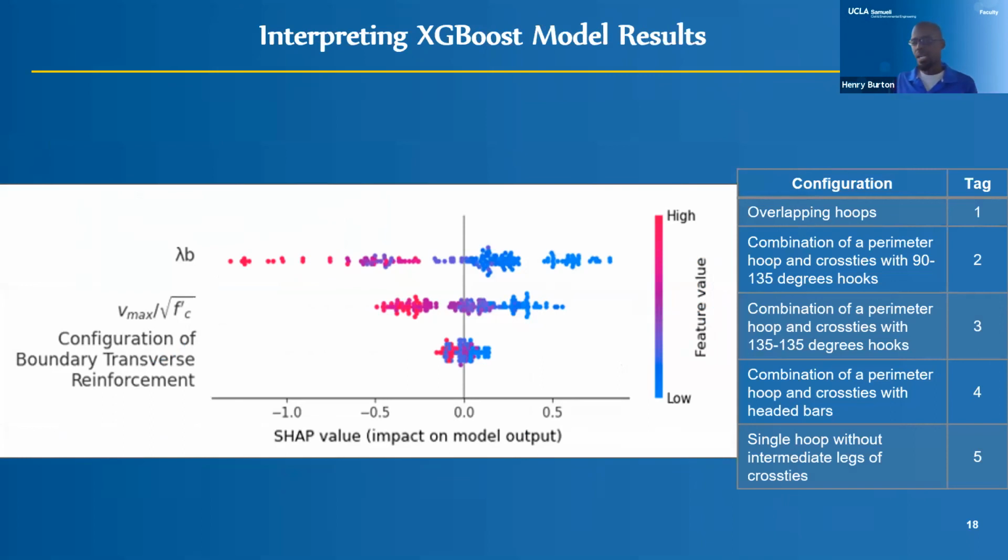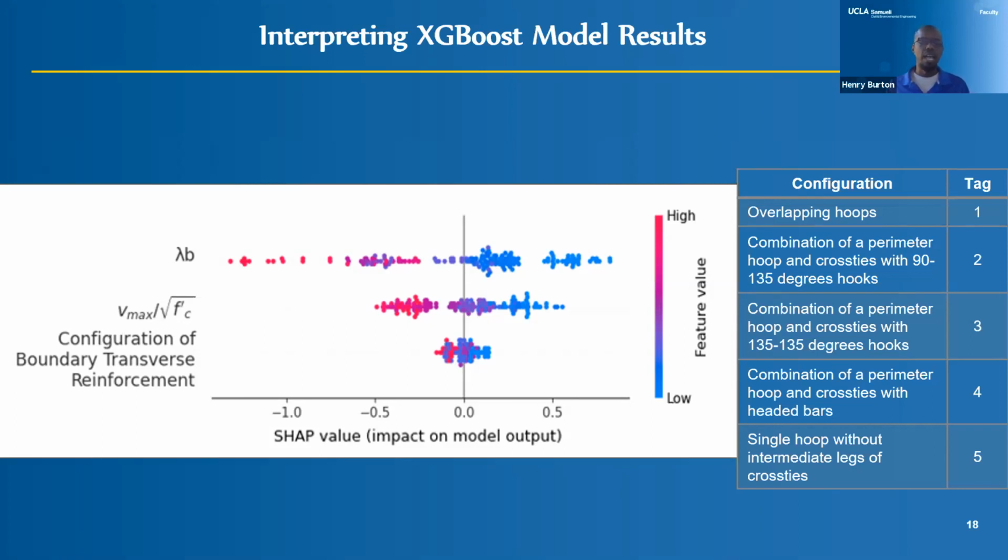And I'm not gonna tackle that question right now. I think that's something that's just starting to come up. But what we can do with the XGBoost model is we can start to interpret the model, right? So for example, here, this shows the relationship between three of the parameters: the slenderness ratio, the shear stress ratio, and the transverse reinforcement.